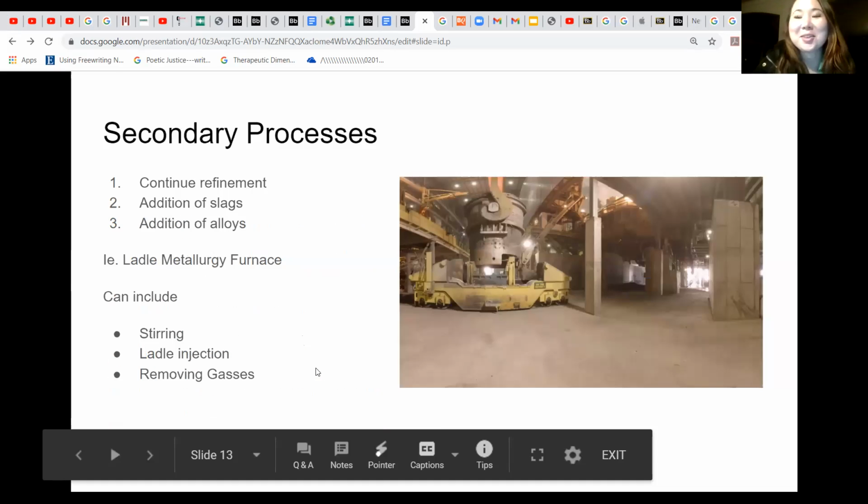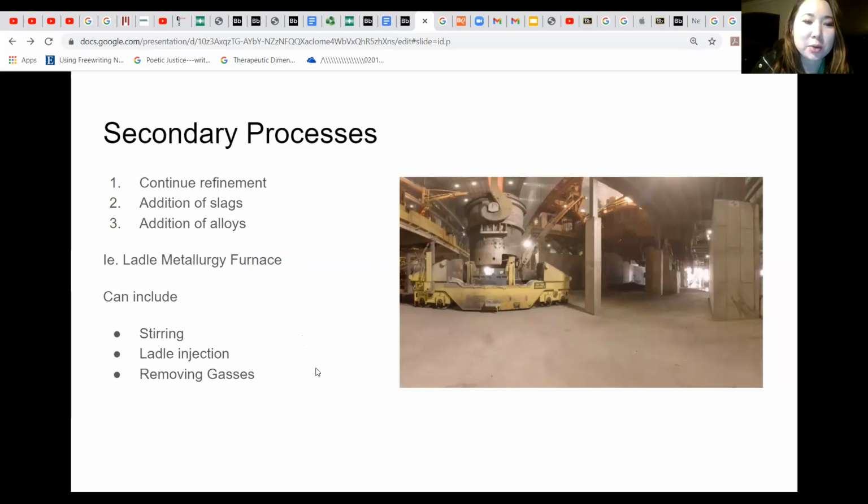All right, so, okay, then come the secondary processes. So the secondary processes continue to do refinement, get rid of all those impurities. There's often an addition of slags and an addition of alloys. A common secondary process is to use a ladle metallurgy furnace, also referred to as an LMF. Secondary processes can also include stirring, ladle injection, and removing gases.